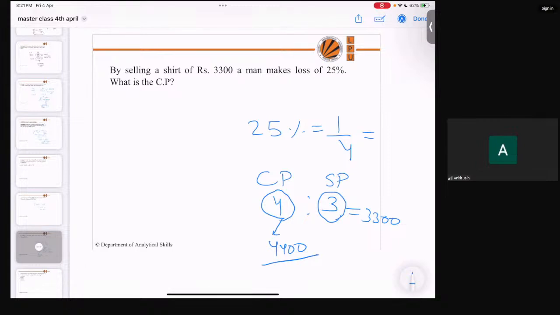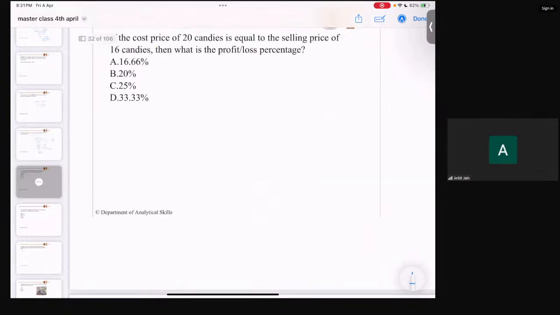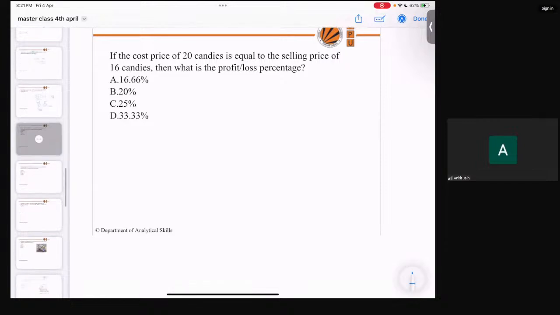25% loss. This is loss. Loss is loss upon CP. So if CP is 4, SP is 3. But SP is given 3300. So we are comparing with the actual data. So answer is 4400. Okay. Any doubts you can ask in between, no issues. Okay, try to solve next question.